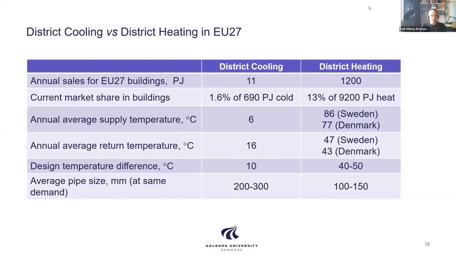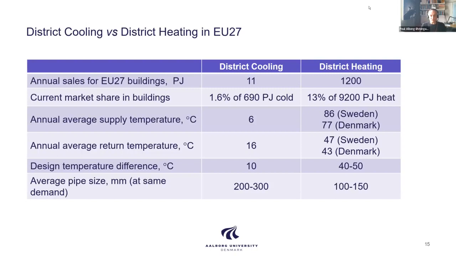Just to compare it briefly to district heating, you can see district heating versus district cooling in the EU 27. We have a district heating supply of 13% of the 9,200 petajoule of heating demand in Europe, whereas district cooling is a mere 1.6% out of about 700 petajoules of cold. So the heating demand in Europe is something like 12 times larger than the cooling demand, but also the penetration of district heating is way higher than that of district cooling. So ideally, there should be a large development potential for district cooling in Europe.